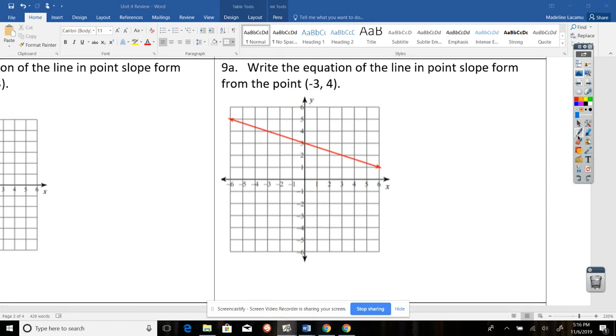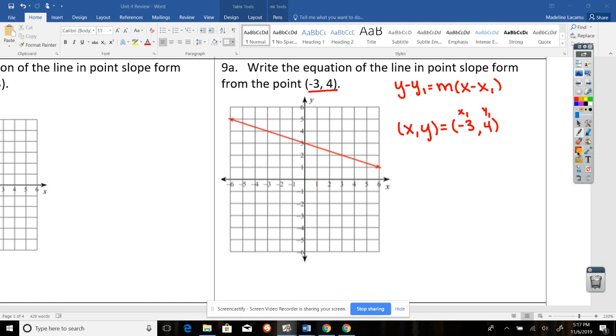Number 9 says, write the equation of the line in point-slope form from the point negative 3, 4. Remember, point-slope form is y minus y1 equals m times x minus x1. We need a point and we need a slope for point-slope form. Notice the problem gives us this point, negative 3, 4. So x, y will be negative 3, 4. We can label this one as x1, and the 4 will be y1.